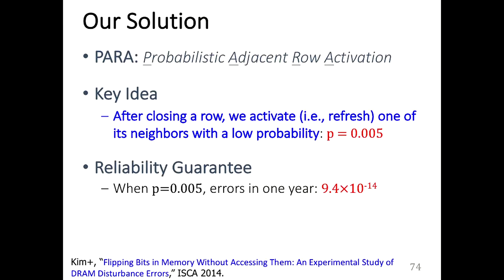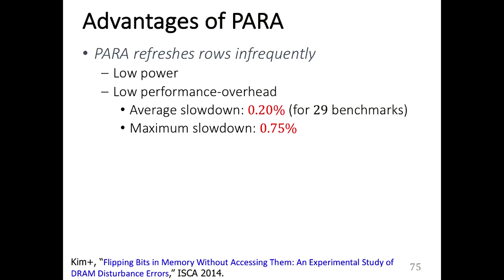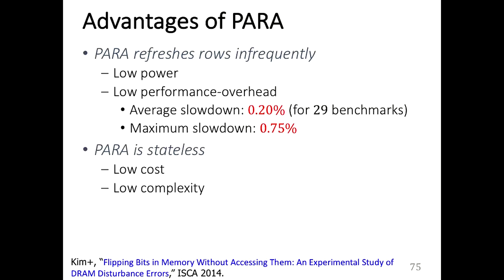Why does this work? Because to be able to hammer, you need to have enough number of accesses to a row. And if your probability is set nicely, you'll refresh before those number of accesses happen. Right? You don't refresh across the board. You don't refresh all of DRAM. You just refresh the adjacent rows. So that's the idea. And by adjusting the value of this probability, you can vary the strength of protection against errors. And some of you reading the paper can see that the performance analysis is very favorable. You still get a slowdown, even with these refreshes, but not as much as increasing the refresh rate across the board. And the other nice thing is this is stateless. It's low cost, low complexity. You don't need to track anything in the system other than figuring out when to generate these additional refreshes.